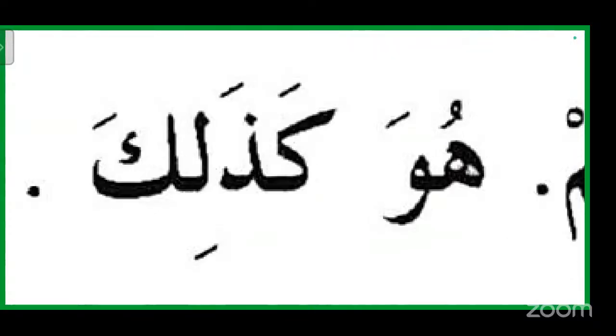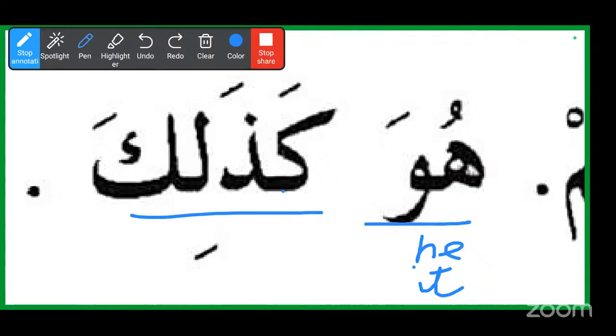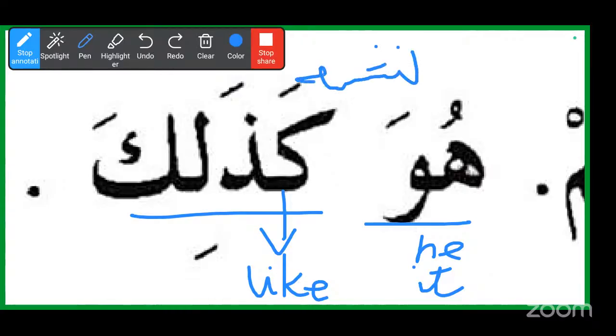He or it is. Ka means like. This is called kaf tashbih. So there are two types of kafs. One is kaf tashbih. Huwa kazalik. It is like that. It's like that. Huwa kazalik. It's like that.